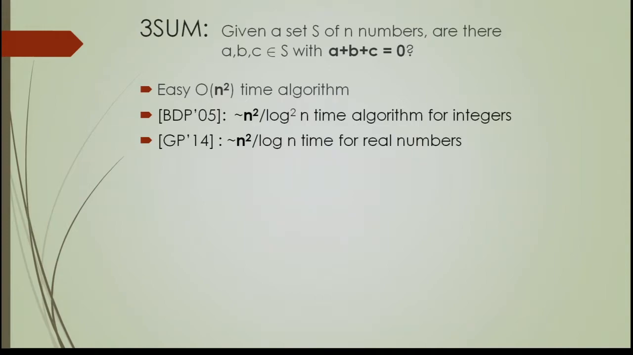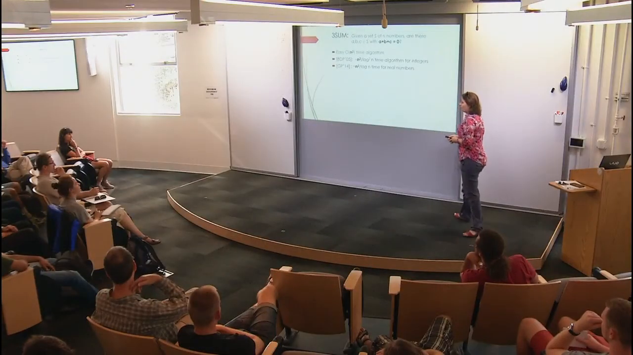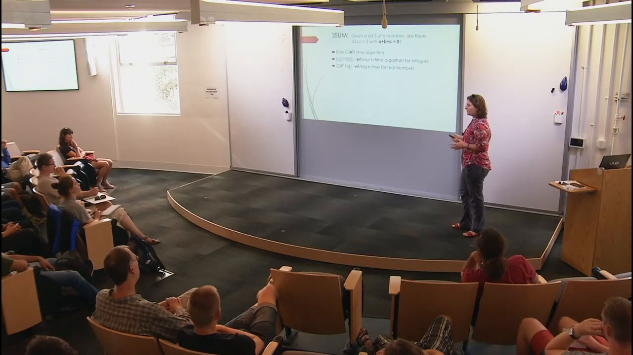Then in 2005, Baran, Demaine, and Patrascu showed that you can shave off two more log factors. Whenever the set of numbers are integers, you can get an n squared over log squared n time algorithm. Now, if the set of numbers are real numbers, then an even more recent result showed that even in that case, you can do a little bit better than n squared time. You get n squared over log n. So really n squared is not the right answer. Is that like an algebraic circuit model for the real ones? This one is in the word RAM, this one is in the real RAM, and yes, the model matters here.